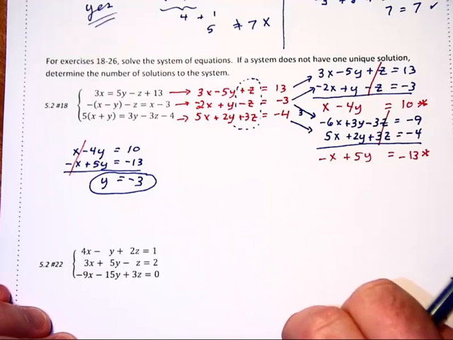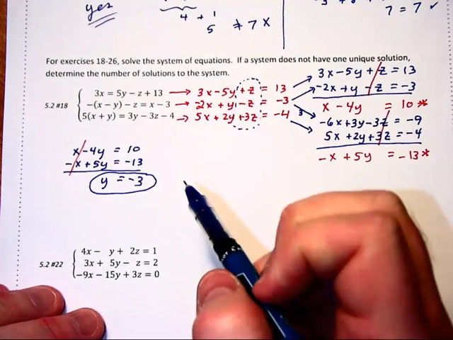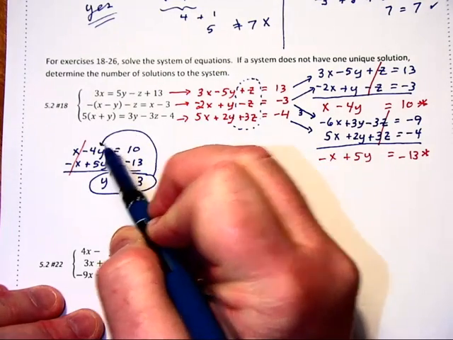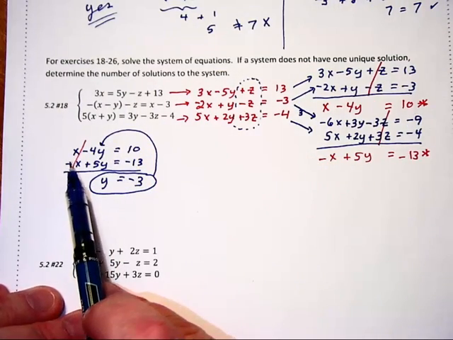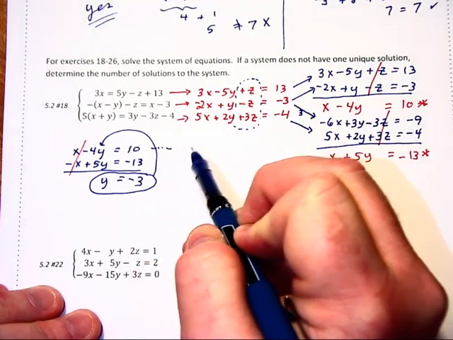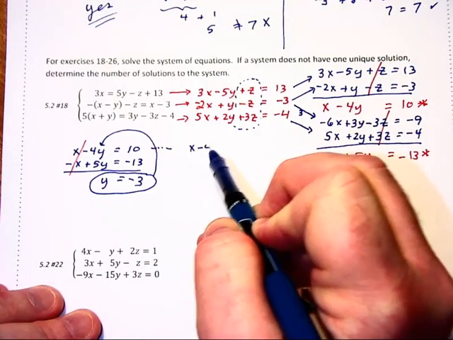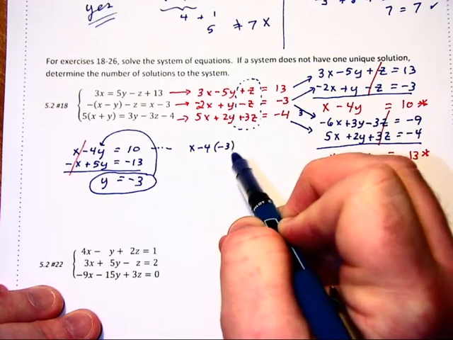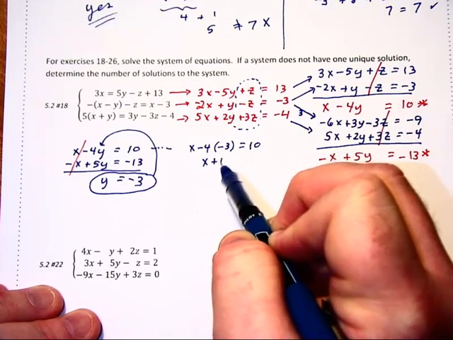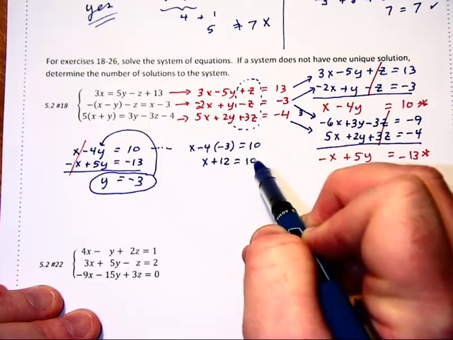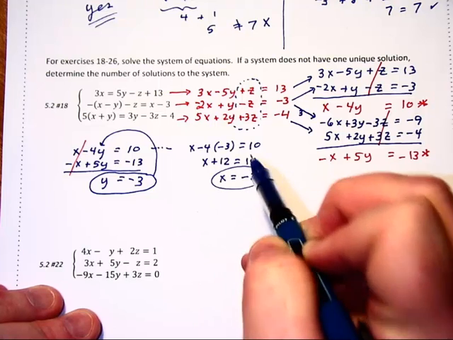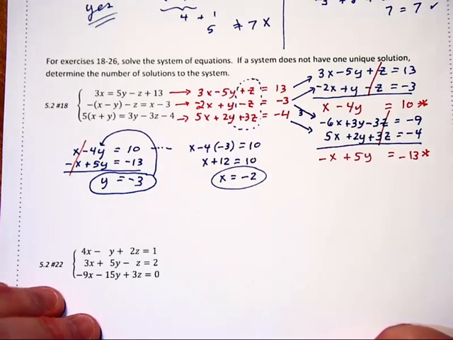We now need to find another variable, and I'm going to choose to substitute this y in right up there, because that way I can identify the x easily. This will give me, coming on over here, x minus 4 times negative 3 equals 10. That is, x plus 12 equals 10. Therefore, x will equal negative 2. So now we've got our second variable.